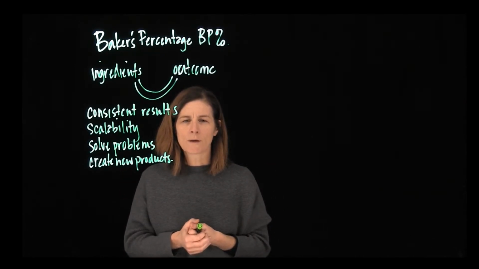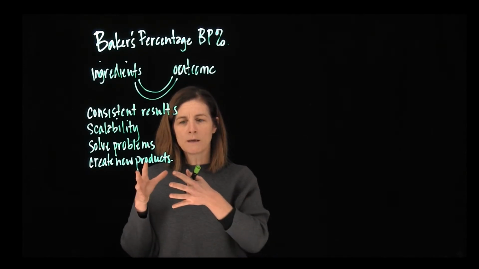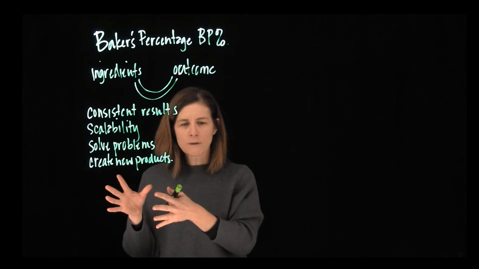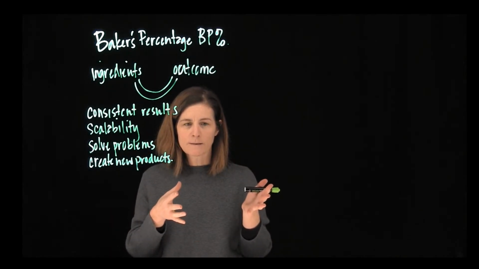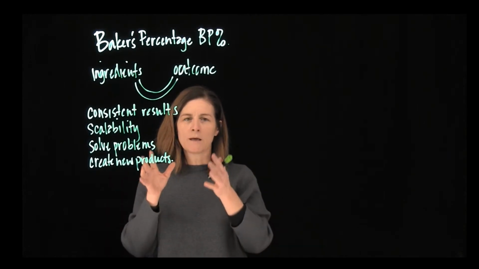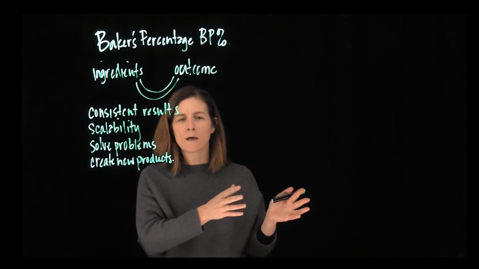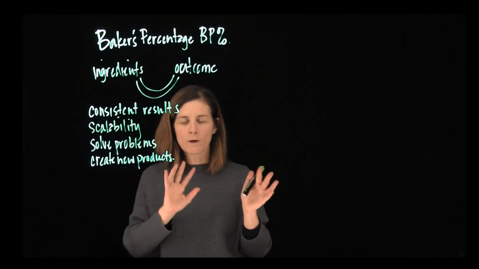So when you work with Baker's percentage, we always use weights, and you can use the metric system, or you can use more of the U.S. system of representation. So metric being kilos and grams, the U.S. system being more ounces and pounds. Either one will work interchangeably.